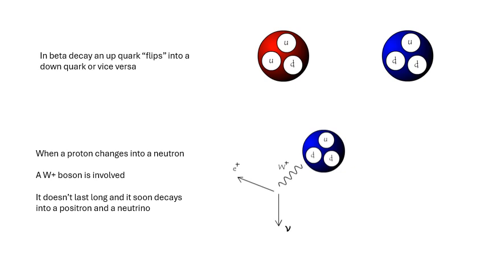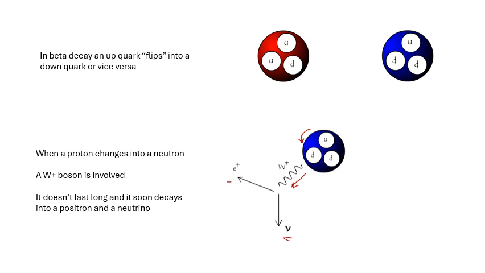Now, involved in this, it's a little bit more complicated. I said an up changes into a down. Well, it does. The up changes to a down, and for a very, very short period of time, something like 10 to the minus 24 of a second, you get this W plus boson. Yeah, we mentioned bosons as charge carriers. This is all to do with something called the weak nuclear force. So this boson is produced. The boson doesn't last for very long, and it decays into 2 leptons, the positron and the neutrino.